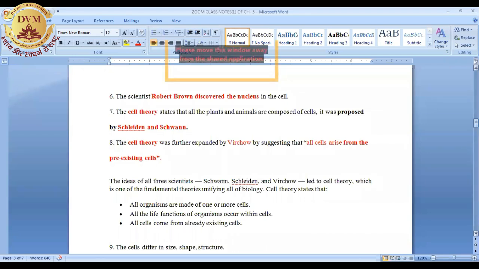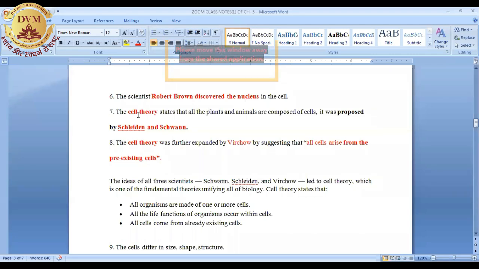All of you know that each cell has a control room, which is called the nucleus. And the nucleus controls all the activities of the cell. In detail, we will read further, right? So Robert Brown discovered the nucleus in the cell.